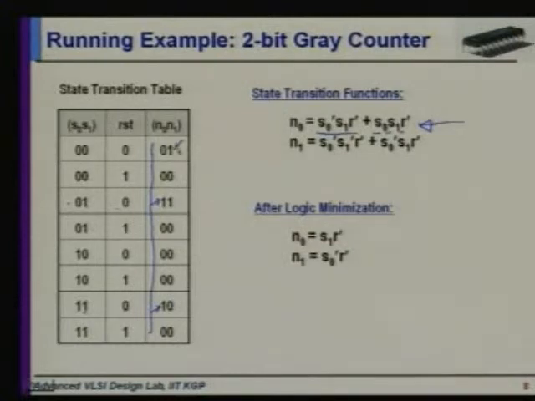for which I look at the places where it has become 1. This is where it is 1, this is where it is 1, and then this is all zeros, and this is 0 1 0, so S0 dash S1 R dash, S0 dash S1 R dash, right.